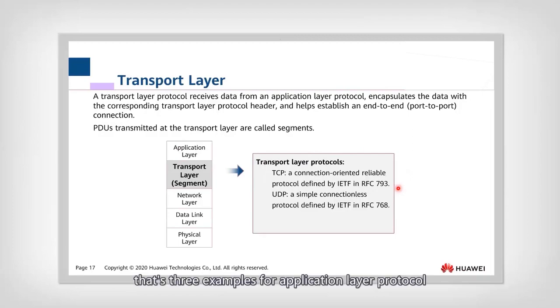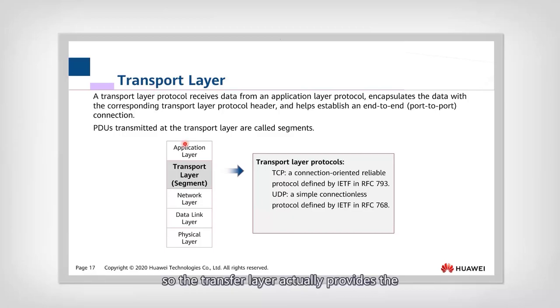Yeah, that's three examples of application layer protocols. Actually, there are many more application layer protocols we didn't cover. That was only to give you some examples to know a little bit about what the application layer does. Now let's begin the transport layer.